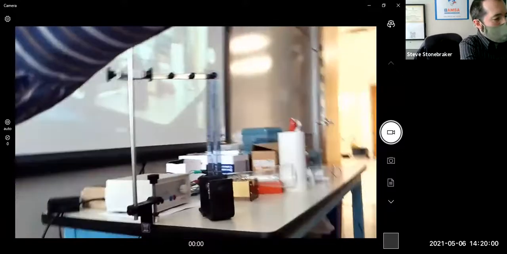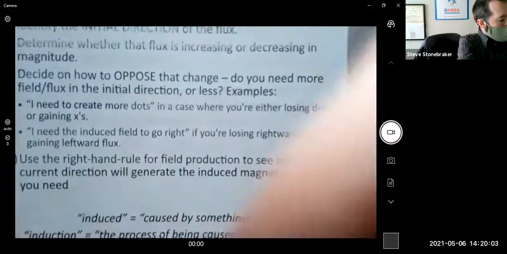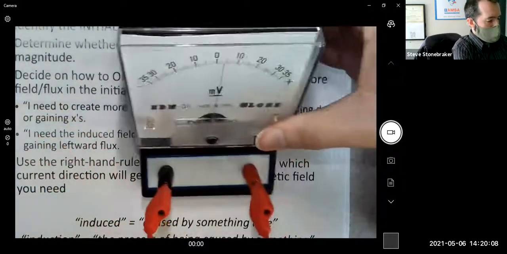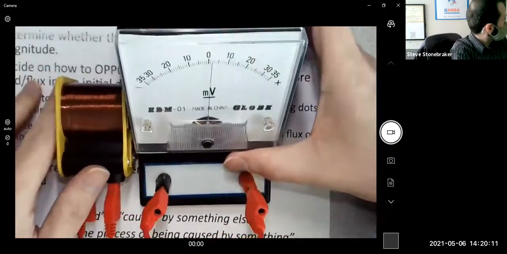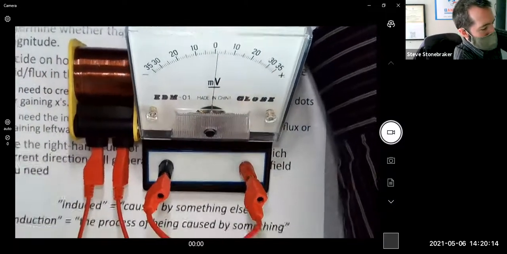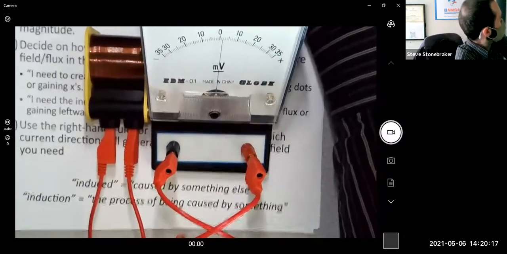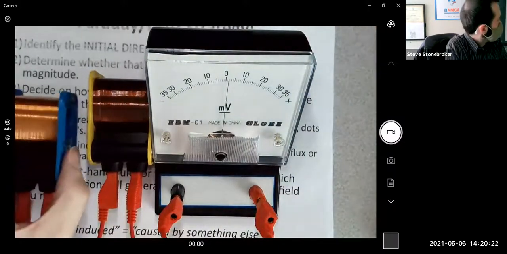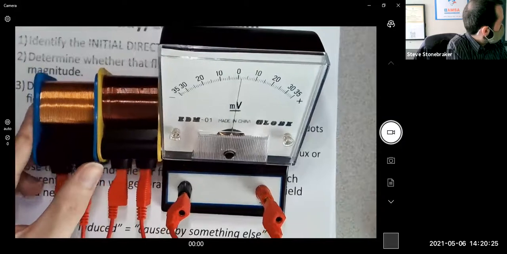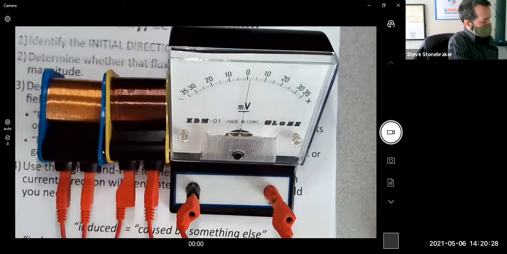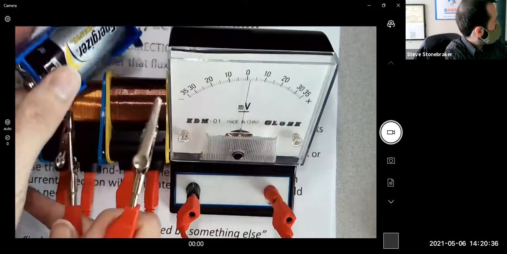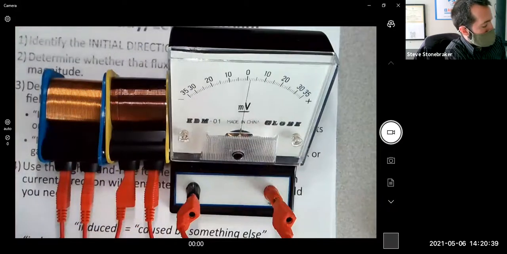The last thing that I want to show is my meter again. This one is not very dramatic, so I'm not convinced that it's going to be visible on camera. But I have a second coil. I'm just going to put them right next to each other. The second coil, I bet if I use the power supply, it'll work. The second coil, I'm just going to connect to a battery. It's not connected right now.